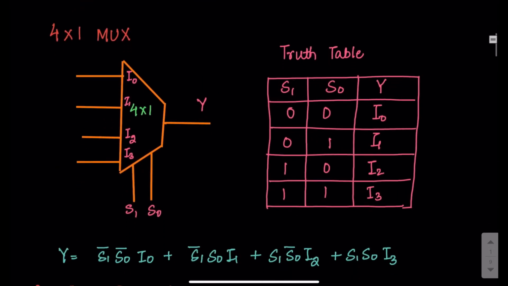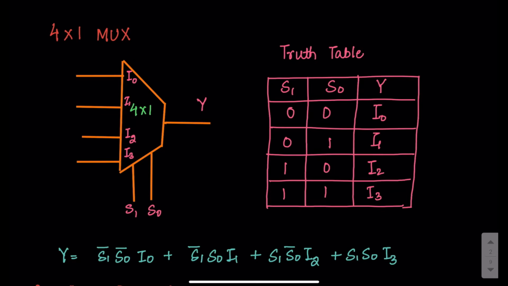Now we can have the next multiplexer, which is the 4 cross 1 mux. In this case, we have 4 inputs, and because there are 4 inputs, we need 2 select lines. So the relationship between the select lines and the inputs is that if there are n select lines, there are 2 to the power n inputs, and obviously the output is only 1.